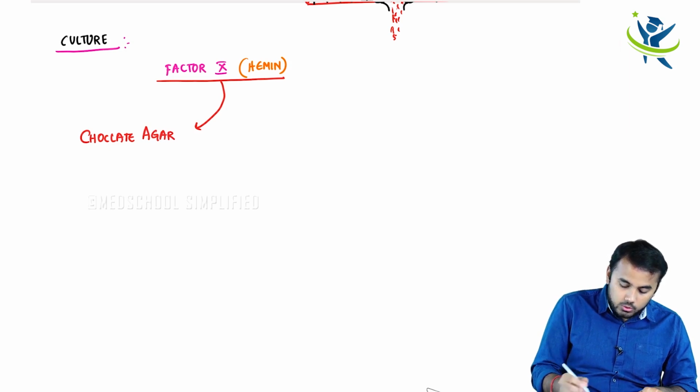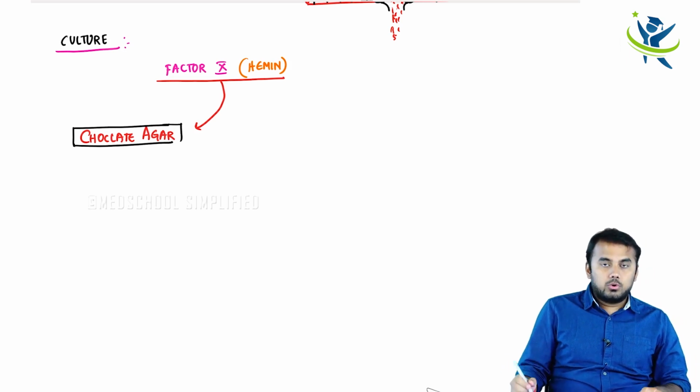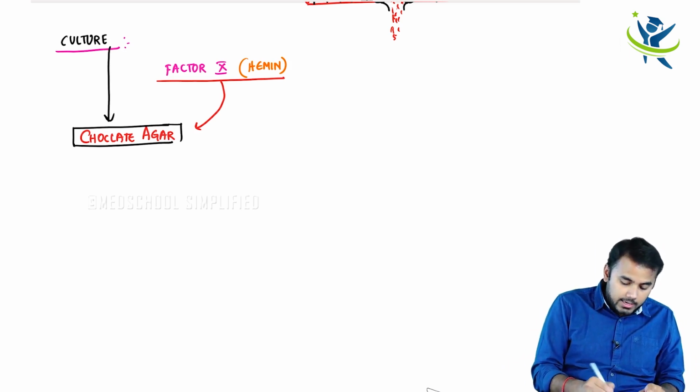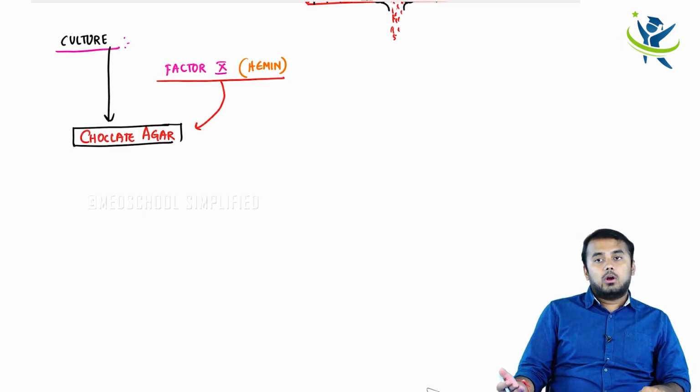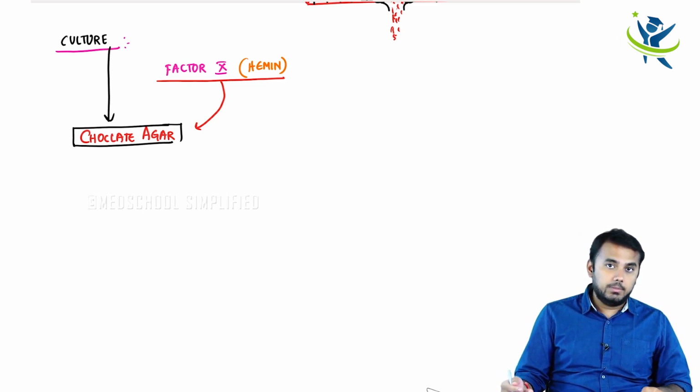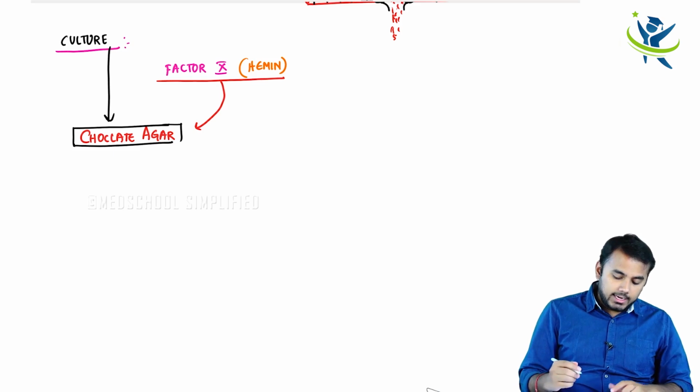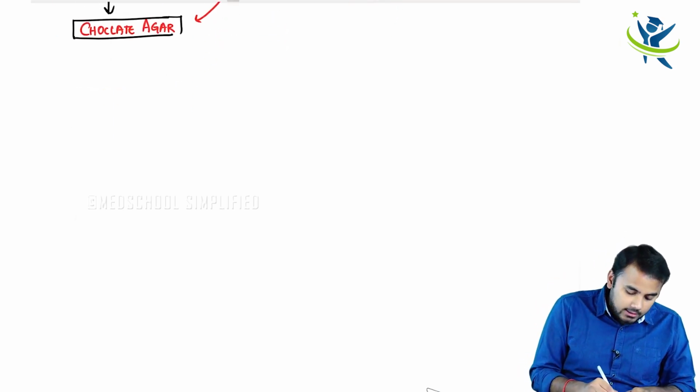Right? So you call this agar chocolate agar. If I am asking you where you can culture this bacteria, you can tell that this bacteria can be cultured on chocolate agar. Why? Because the bacteria needs factor X, that is hemin, and this hemin is located in this chocolate agar. Right. Next important thing. Let us discuss the virulence factors of this bacteria.